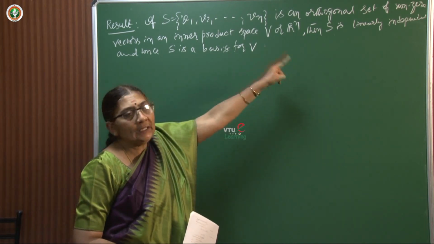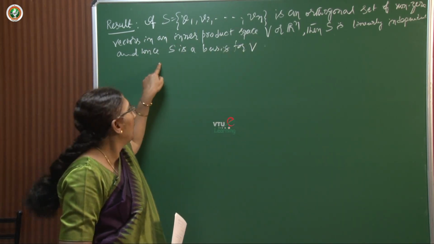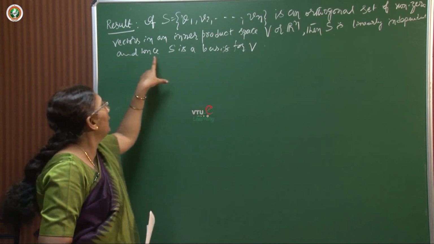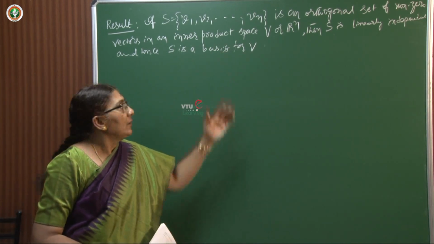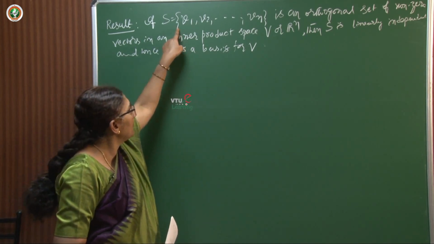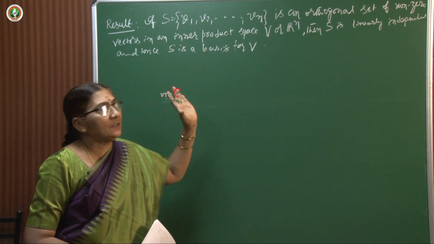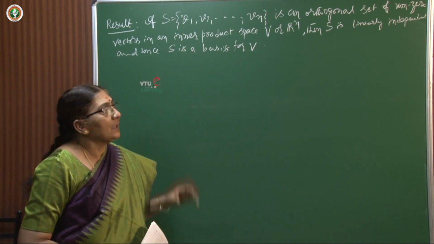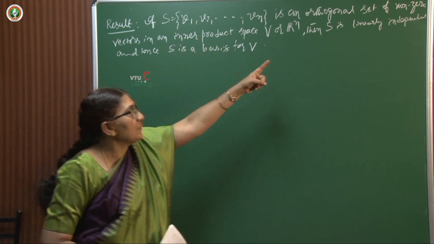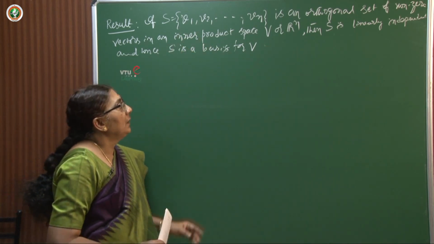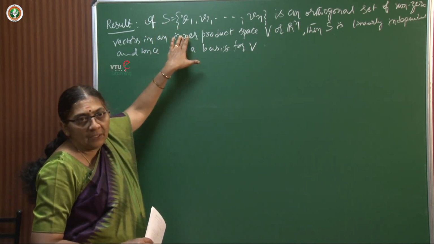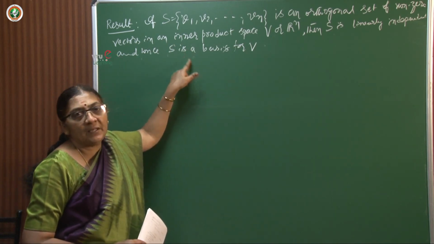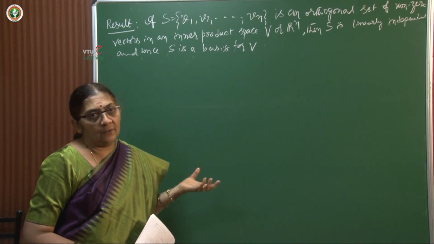Then first I have to show that S is linearly independent, and hence, since it is linearly independent, I have to prove that S is a basis for V. Keep in mind that S is a set of non-zero orthogonal vectors defined in an inner product space. Each vector has how many components? N components, because we have taken R power of n. Suppose this set is linearly independent, then I have to show that S is a basis for V.